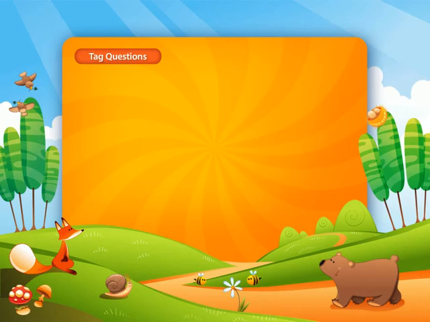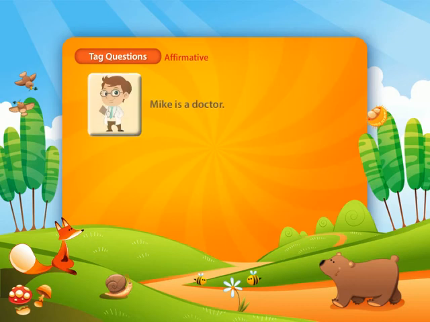This is about affirmative tag questions. First, when the be-verb is positive, for example, Mike is a doctor, you use the negative be-verb isn't to make a tag question. Also, change the noun Mike into the pronoun he. Since it is a question, you change the order of the subject and verb, so you would say, isn't he? So, finally, Mike is a doctor, isn't he?